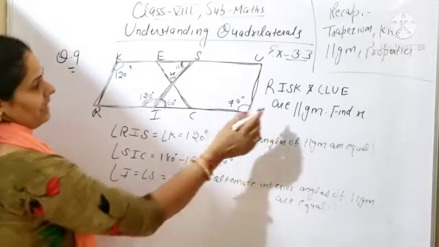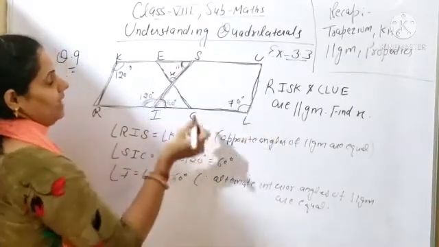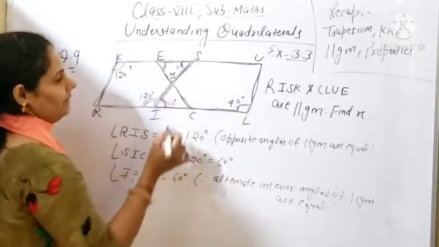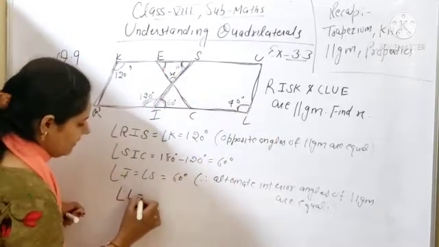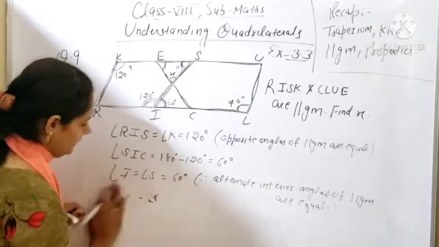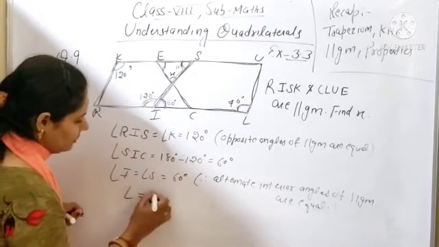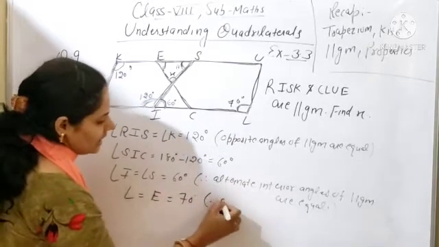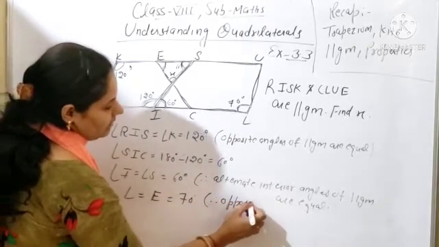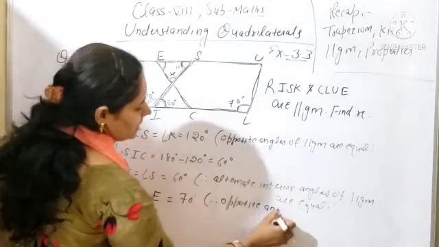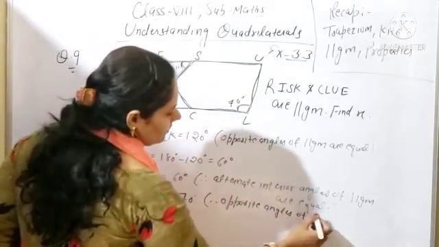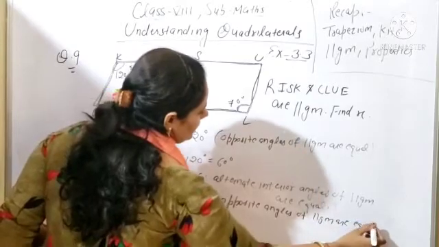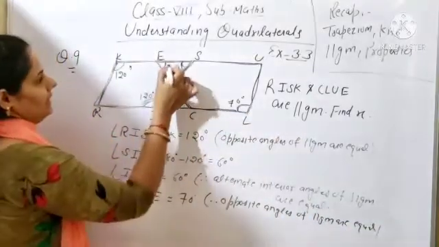Now if you take CLUE, the CLUE parallelogram, angle L will be equal to angle E. So angle L will be equal to E, which is equal to 70 degrees, because opposite angles of a parallelogram are equal. Clear? So this one will also be 70 degrees.